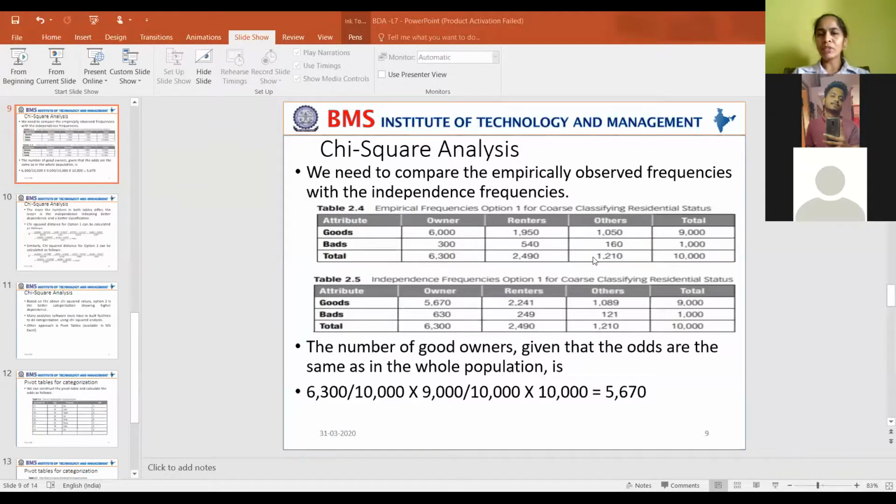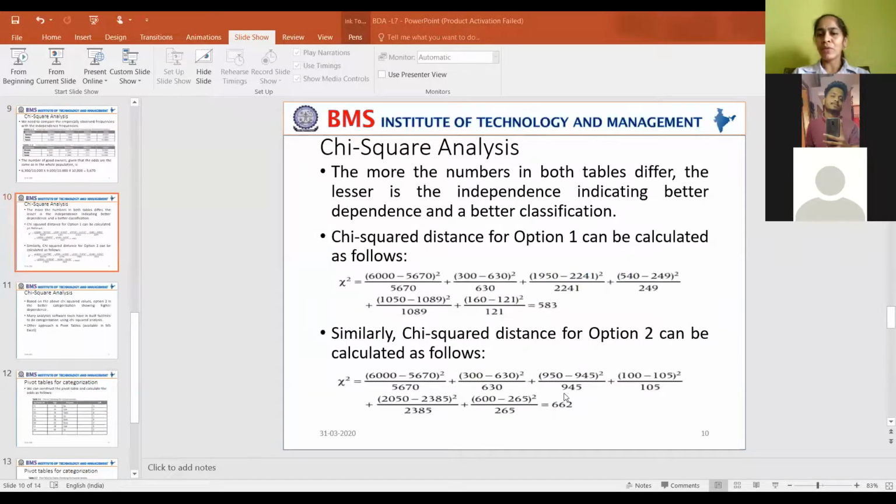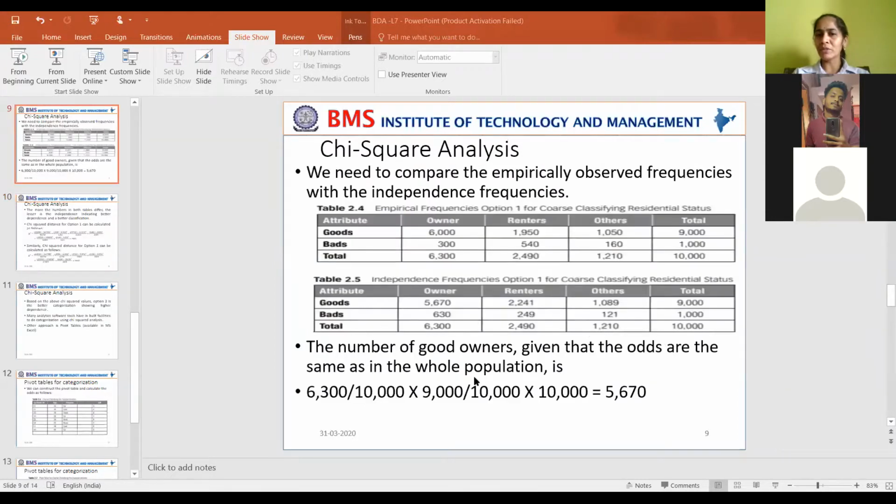Now, to see which categorization is the best, they perform this chi-squared analysis. Where the chi-square value is higher, we say that there is better dependence between the classes that we have categorized. If there is a better dependence, then it will come out with a better classification. In that case, we can select that particular option of categorization as the best option. Got it? So creating these initial options is dependent on domain knowledge and business expertise.